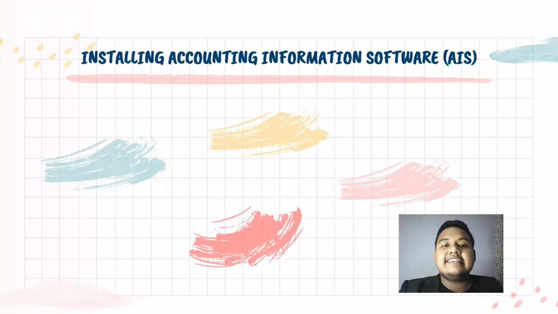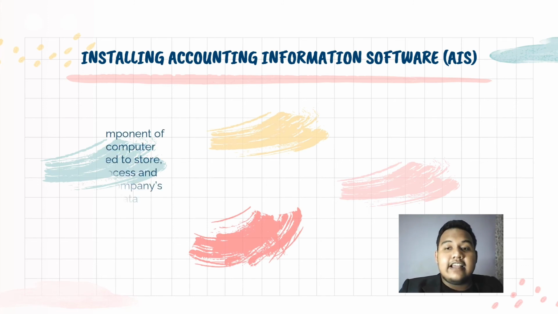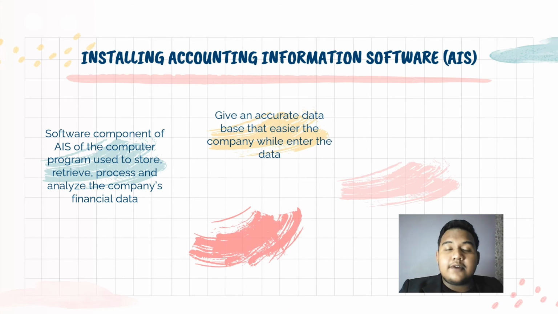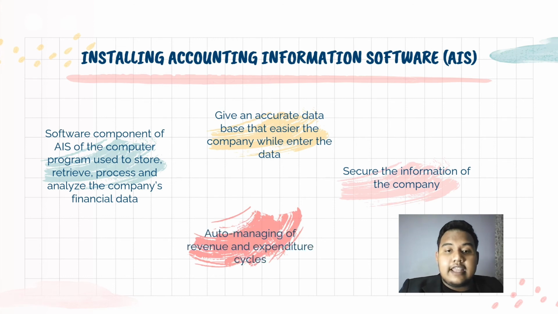Okay, next is installing accounting information software, AIS. The software component of AIS is the computer program used to store, retrieve, process and analyze the company's financial data. From this software, it can give an accurate database that makes it easier for the company when entering the data, and it can secure the information of the company. It can also automatically manage the revenue and expenditure cycle.